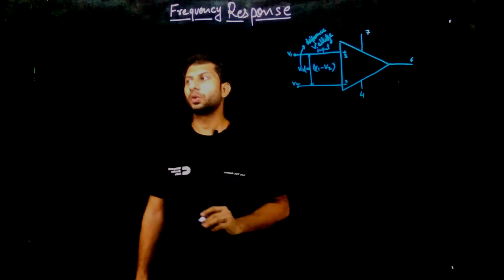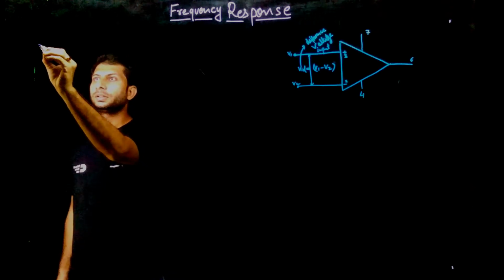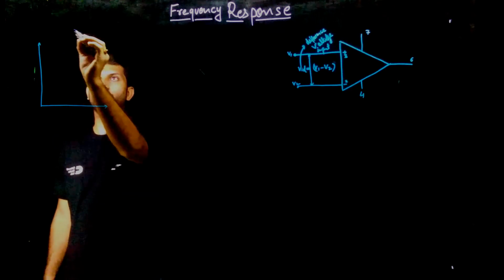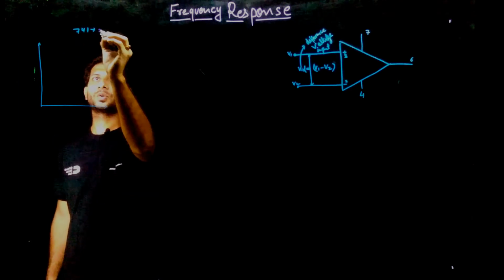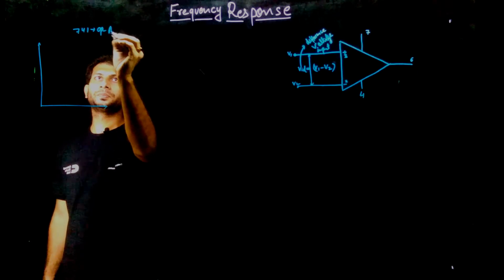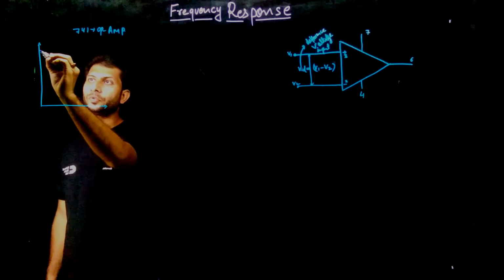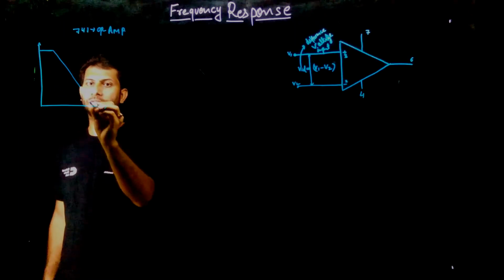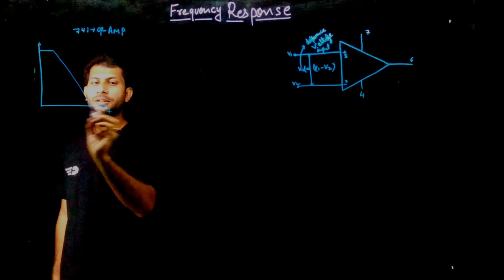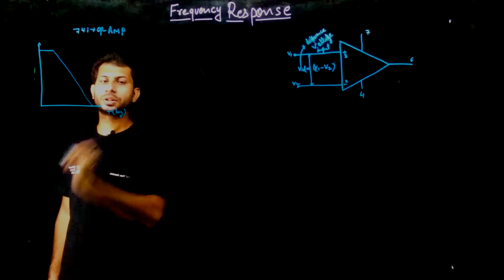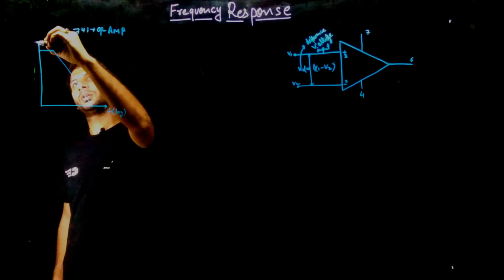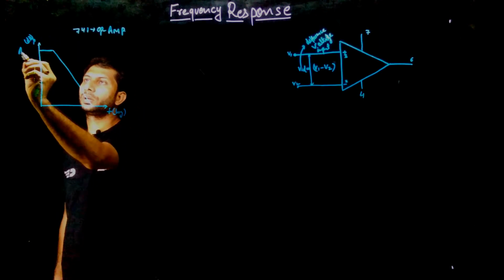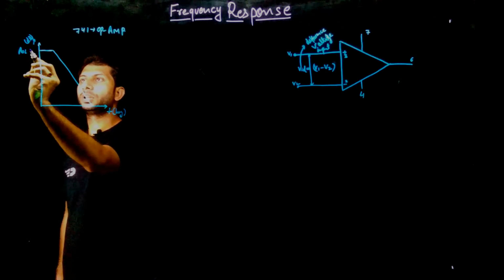having the frequency response, in an earlier lecture what we discussed for the 741 op-amp, the frequency response looks like this. On the x-axis we have frequency in logarithmic scale. On the y-axis we have dB of AOL, the open loop voltage gain.